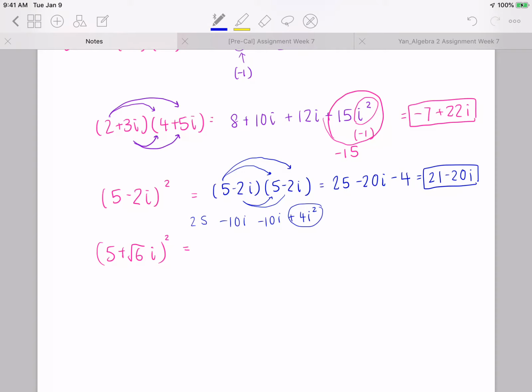Let's check the next one. 5 plus square root of 6i, 5 plus square root of 6i.